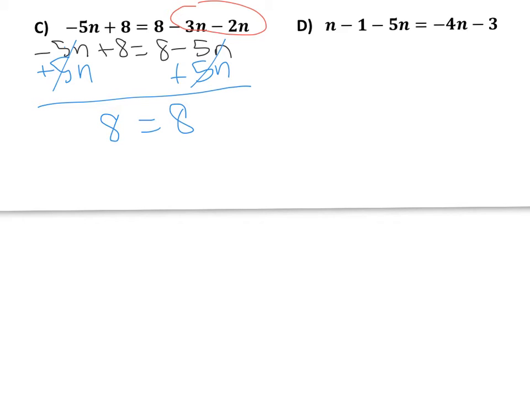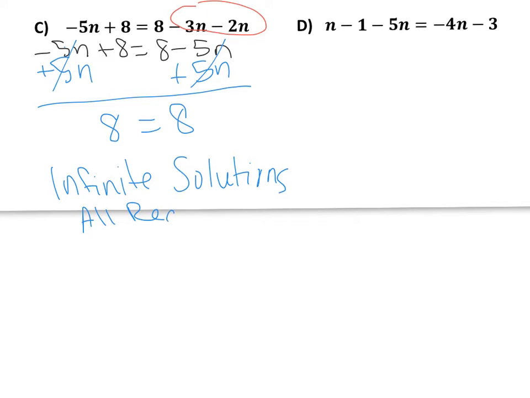This means that there is no clear answer to what n equals, and we therefore call this infinite solutions. Meaning that you can substitute any value in for the letter n and it will still be correct. So I can use 0, I can use -4, I can use 100, and it will always make my answer true. So we also like to call this all real numbers.